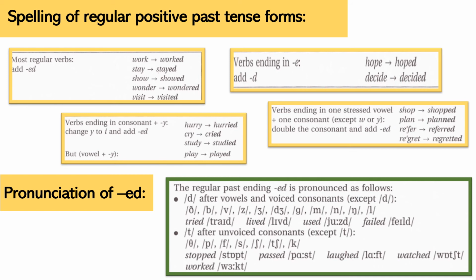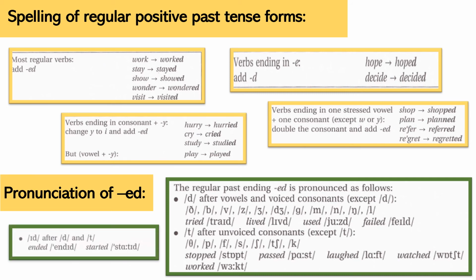T is pronounced after unvoiced consonants, except for t. Stopped, passed, laughed, watched, and worked. And the third group, id, is pronounced after d and t. In verbs, for example, ended, started, decided, and regretted. I hope it all makes more sense now.